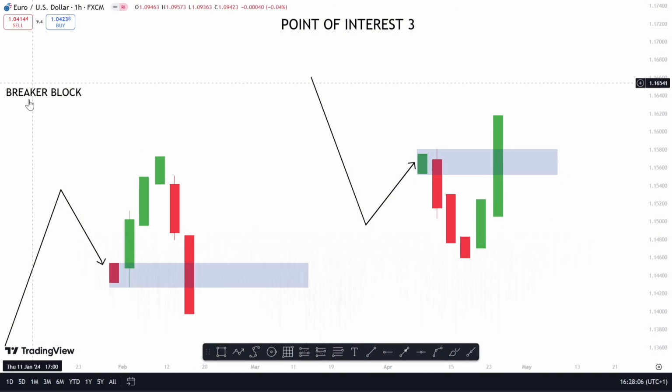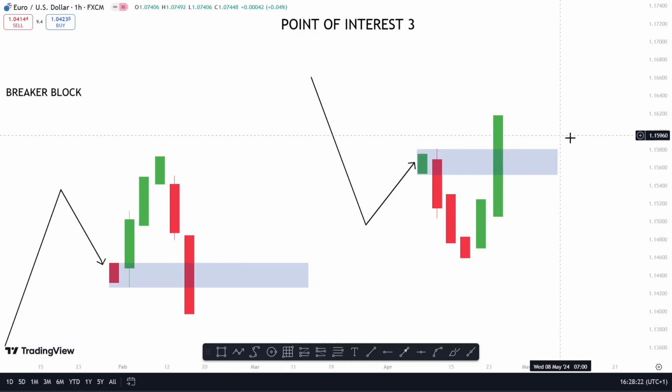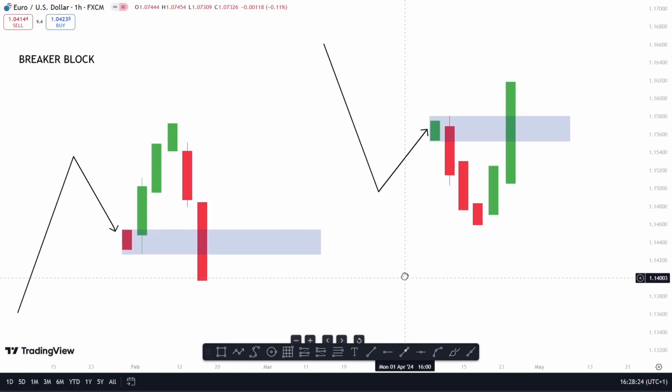Now, this is the breaker block concept we're going to be talking about, and I have two examples to show you: when the breaker block can be identified with a sell, because this is a sell example, and a buy position, and then move this up.